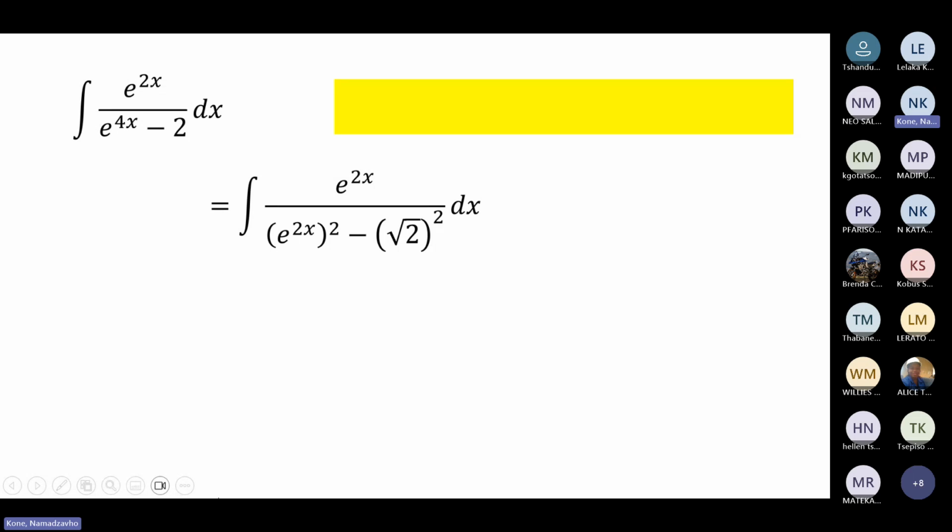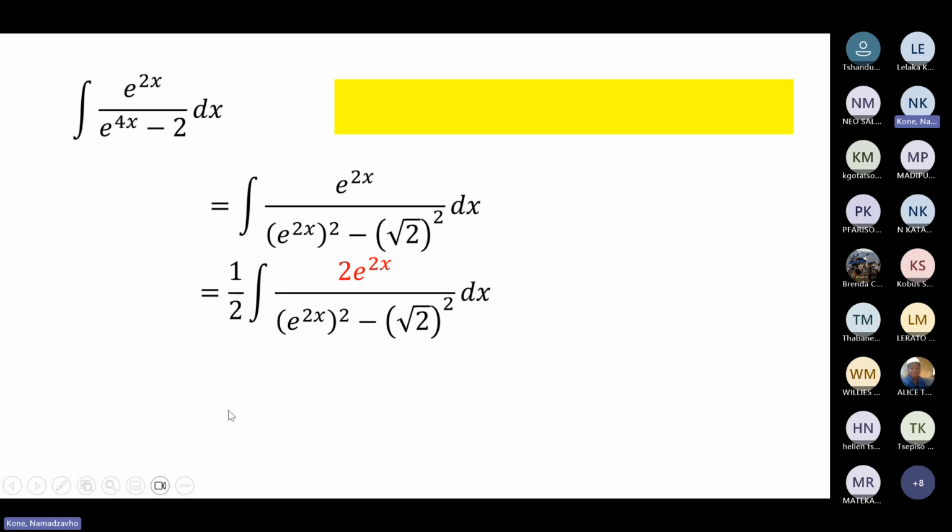Now immediately, what you need is a derivative of the inside of the bracket. This thing here is your f of x. You need its derivative to sit here on top. Now what is the derivative of e to the power of 2x? It is 2e to the power of 2x, which you see here in red. And the e to the power of 2x that was there is the same one you see here, but it was just missing a 2.